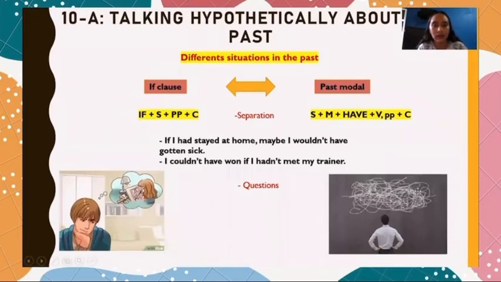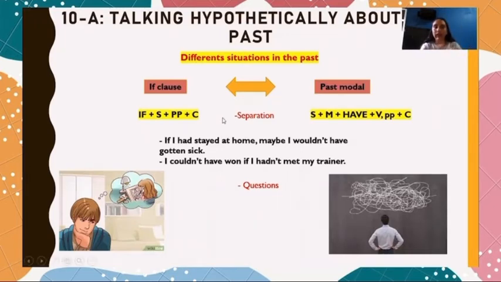And the other topic that I learned was talking hypothetically about the past. It's really similar to the past modal, but in this case, we add the if clause. And we need to separate with a comma if our first sentence is with if and the last sentence is with the past modal. But in the opposite form, we don't have to use separation. In a question, we have to start with the past modal sentence, like the examples.